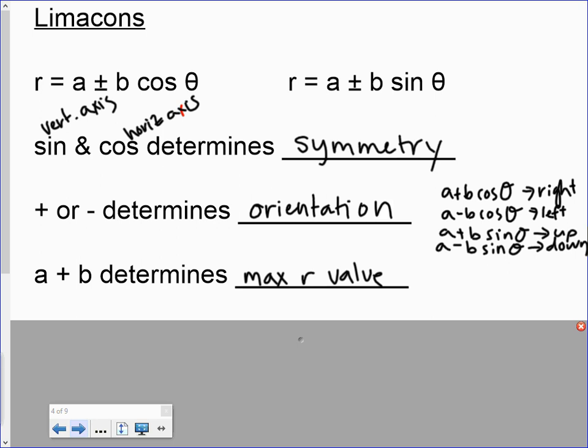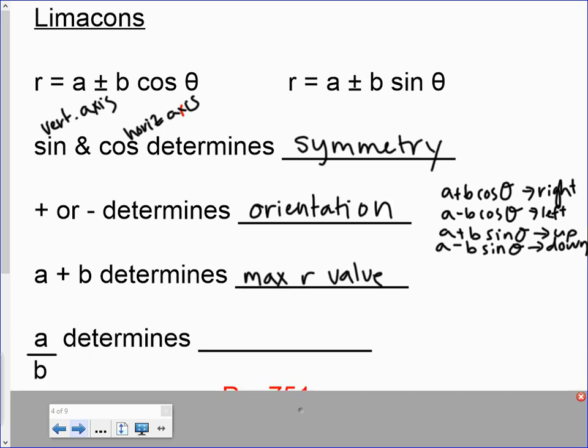And then the last thing that we need to know for these particular graphs is we'll look at the ratio of A to B and we'll check its value. It determines the type of limacon that you're going to graph.